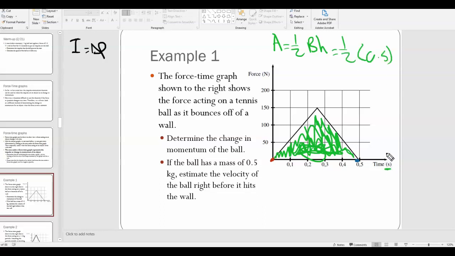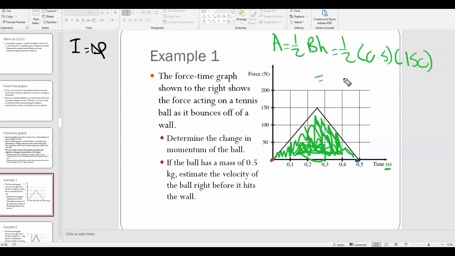Do make sure you pay close attention to the units, because sometimes you'll have problems where this could be in meganewtons or kilonewtons, or this could be in milliseconds or microseconds. So do pay attention to the units on your graph. But in this case, we're in seconds. And then the height would be 150 newtons.